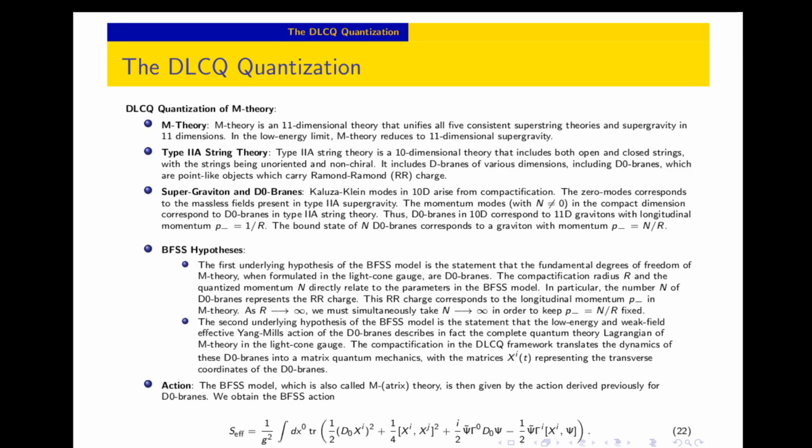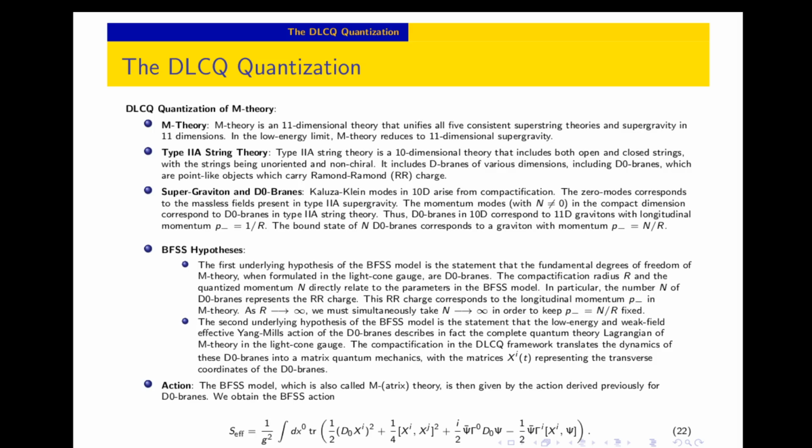Second, and as we have already seen, the graviton in the 11D M-theory corresponds to D0 branes in type 2A string theory when compactified. The momentum modes in the compact dimension correspond to these D0 branes, linking 10D and 11D dynamics. More precisely, D0 branes in 10D correspond to 11D gravitons with longitudinal momentum equals 1 over R. The bound state of N D0 branes corresponds to a graviton with longitudinal momentum equals N over R.